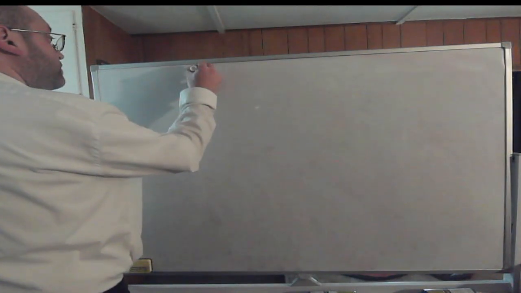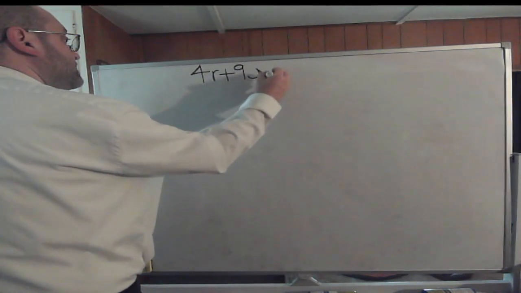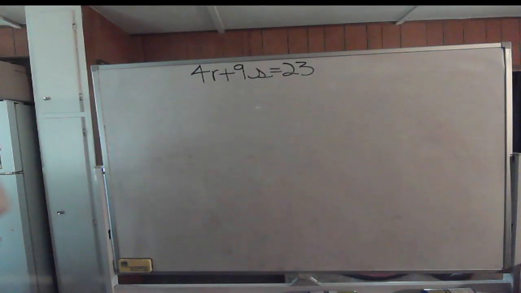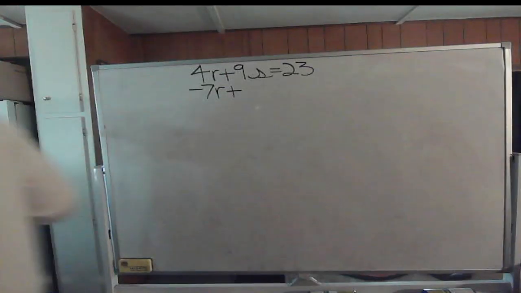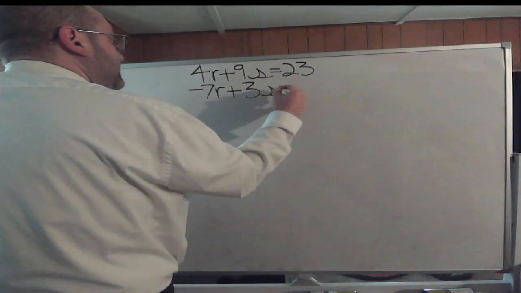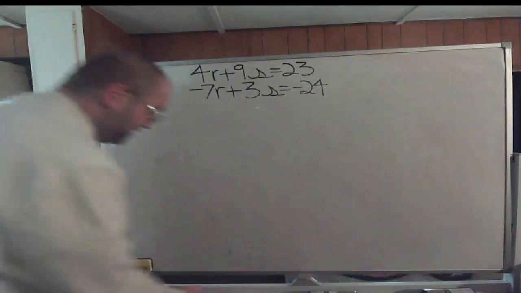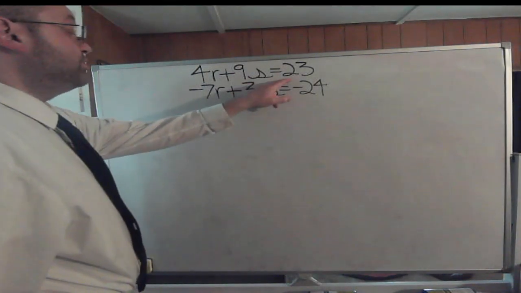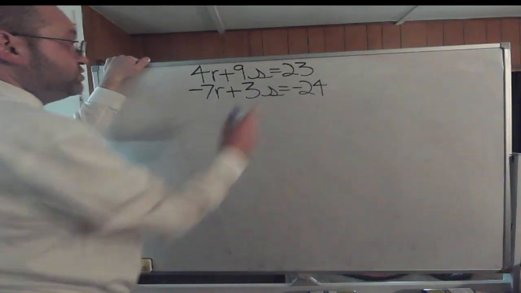We got 4r plus 9s equals 23, and negative 7r plus 3s equals negative 24. So in this system we have 4r plus 9s equals 23. Then we got negative 7r plus 3s equals negative 24.